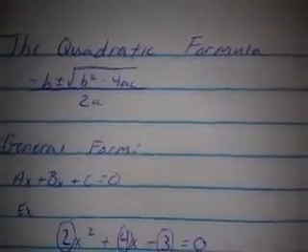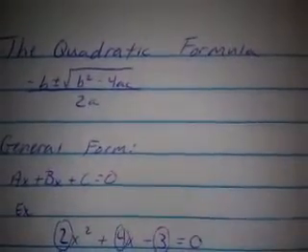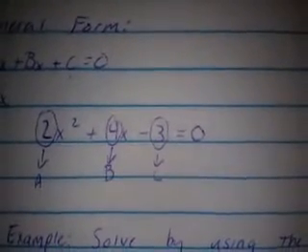In order to find the numbers to place into the quadratic formula, you will dissect the general form at a, b, and c, and place them in. An example of how to dissect would be 2x squared plus 4x minus 3 equals 0. You have the 2 being a, the 4 being b, and the negative 3 being c.